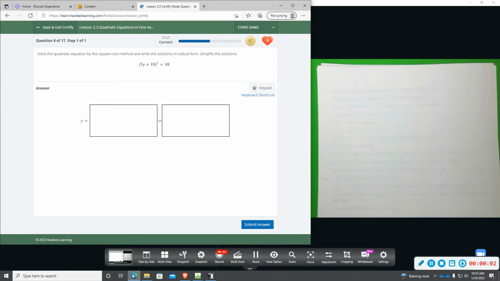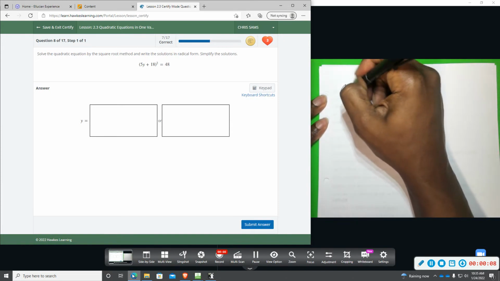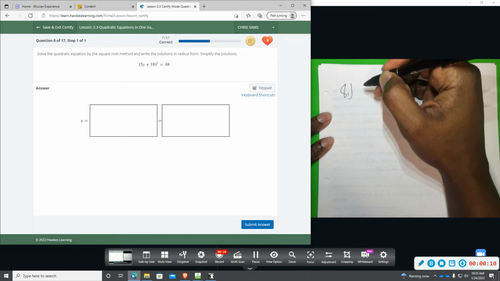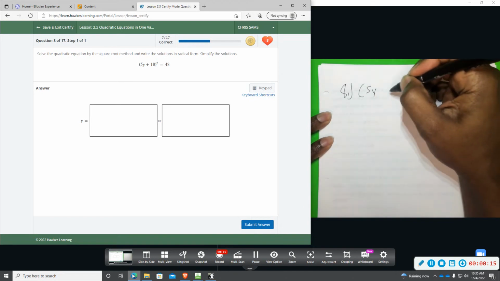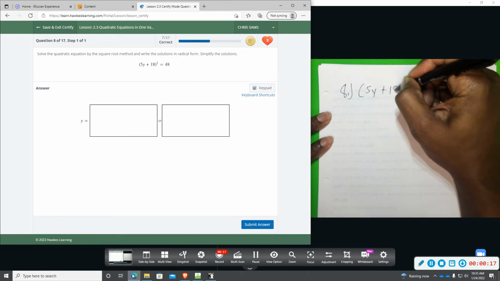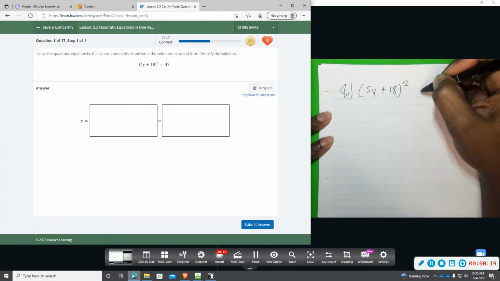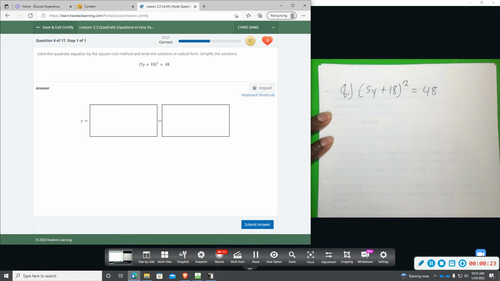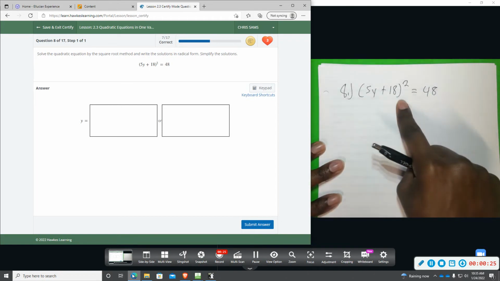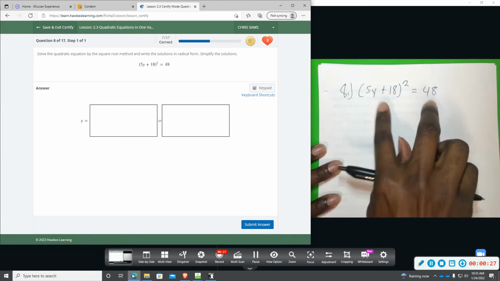Alright, number 8, we're going to solve by using the square root method again. We have in parentheses 5y plus 18, and this is all squared, and that equals 48. Okay, so the square root expression is already by itself. We're going to take the square root of both sides.